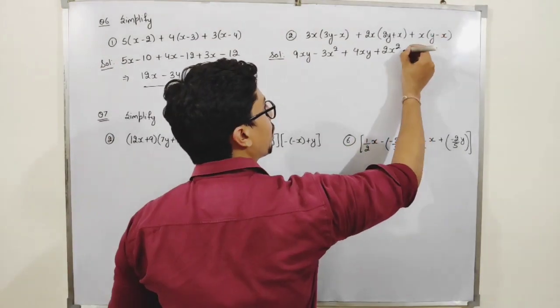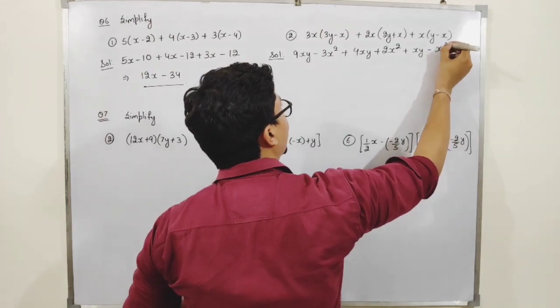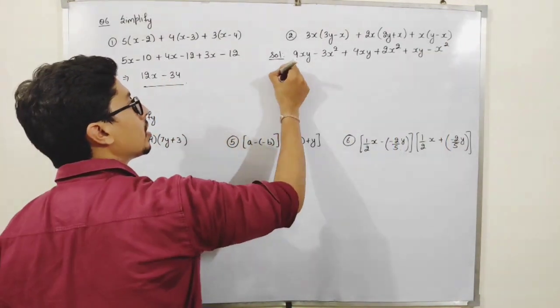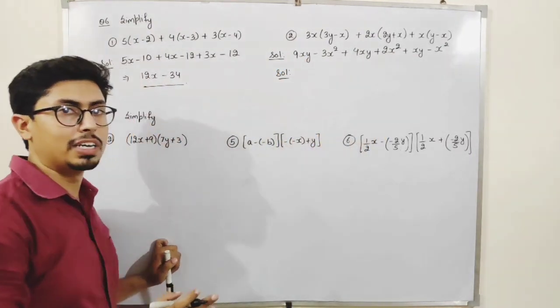X and Y bases are different, so just write xy. X into x bases are same, so just add the formulas. Now just take the similar terms. See what similar terms means? xy, xy, xy. So these are similar terms.